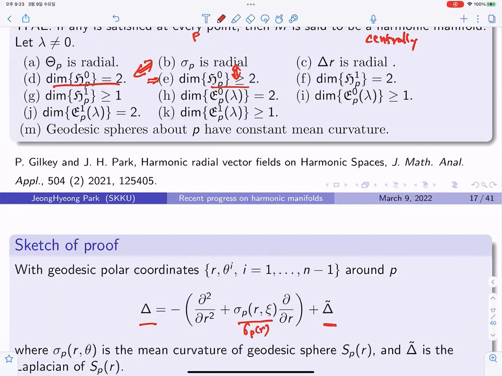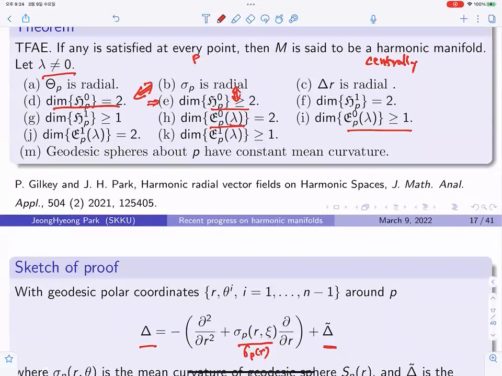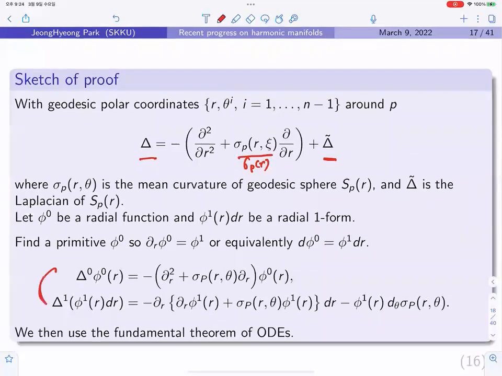Okay, so the dimension of the harmonic one-form space is at least one. The dimension of the eigenfunction space, with lambda non-zero; if lambda is zero, then harmonic. The dimension of the eigenfunction space is at least one, which means non-trivial eigenfunctions exist. And then the dimension of the eigen one-form space is at least two. Four is the equivalent condition. If any is satisfied, then this manifold is a harmonic manifold. This comes from those two equations. Okay, and then you use the fundamental theorem of ODEs, then it solves that.